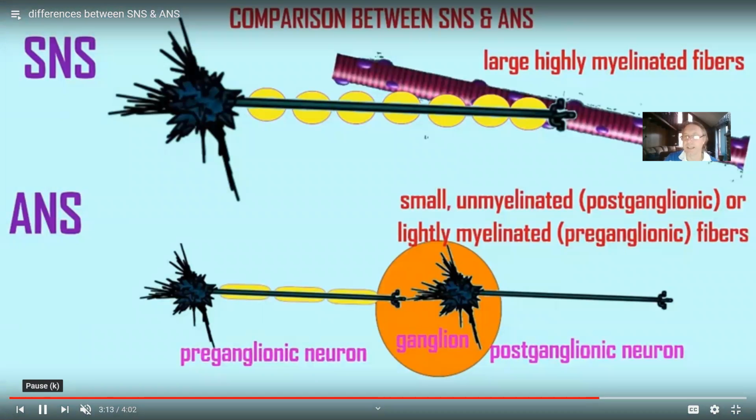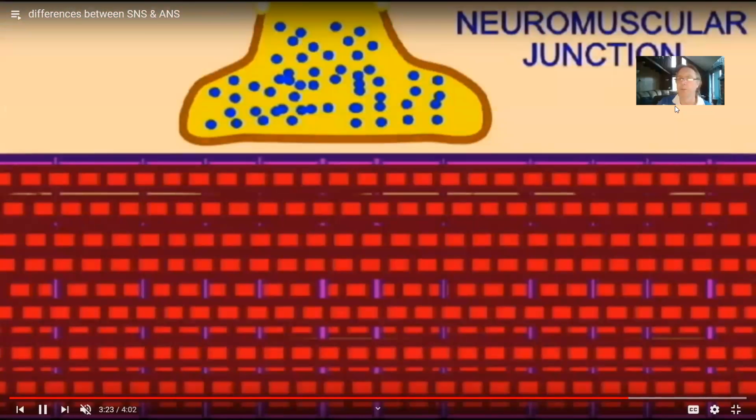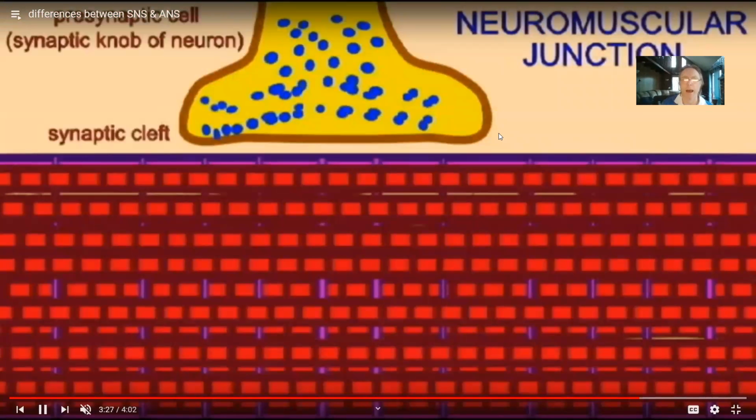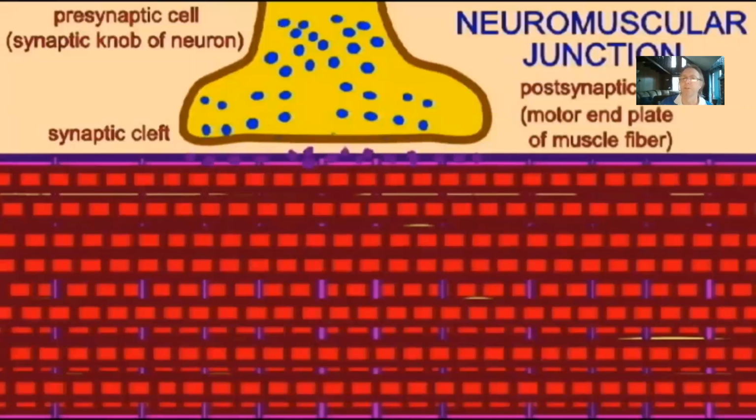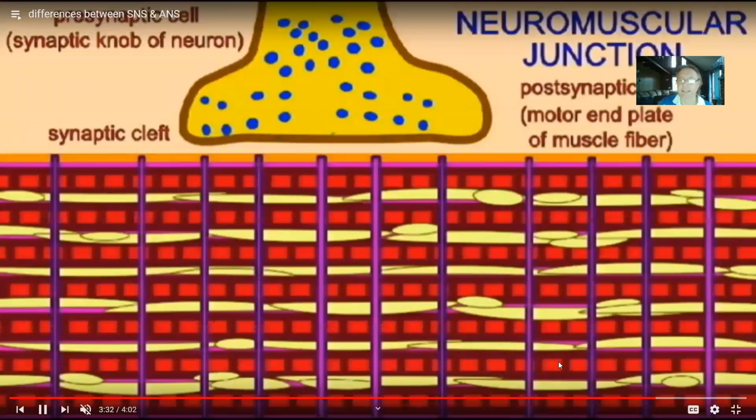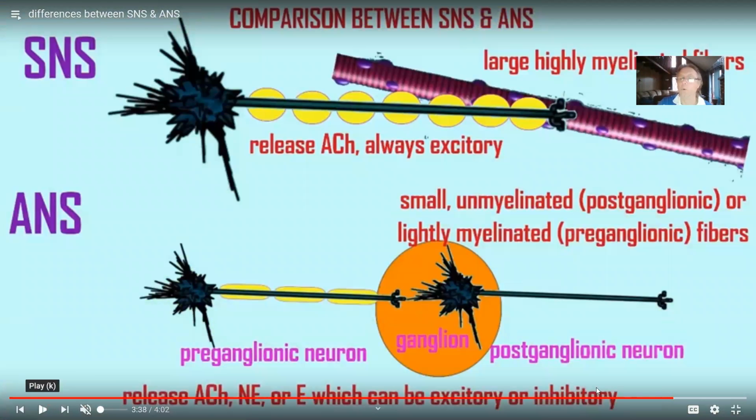Finally, there are differences in the neurotransmitters which are used. So in the SNS, acetylcholine is released, and it always excites the skeletal muscle cell, causing it to go to action potential. So acetylcholine is an excitatory neurotransmitter released in the SNS. In the ANS, you can use acetylcholine or norepinephrine, and both of these could either be excitatory or inhibitory, as I'll explain. So there are more neurotransmitters and more varied effects in the autonomic nervous system.